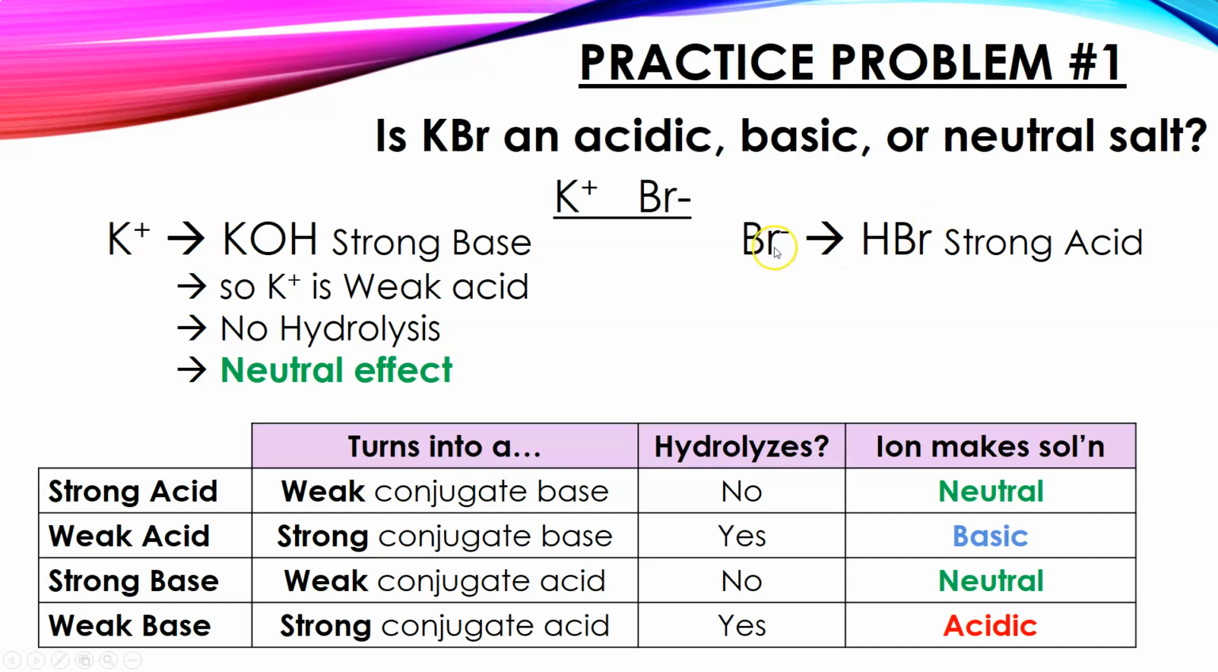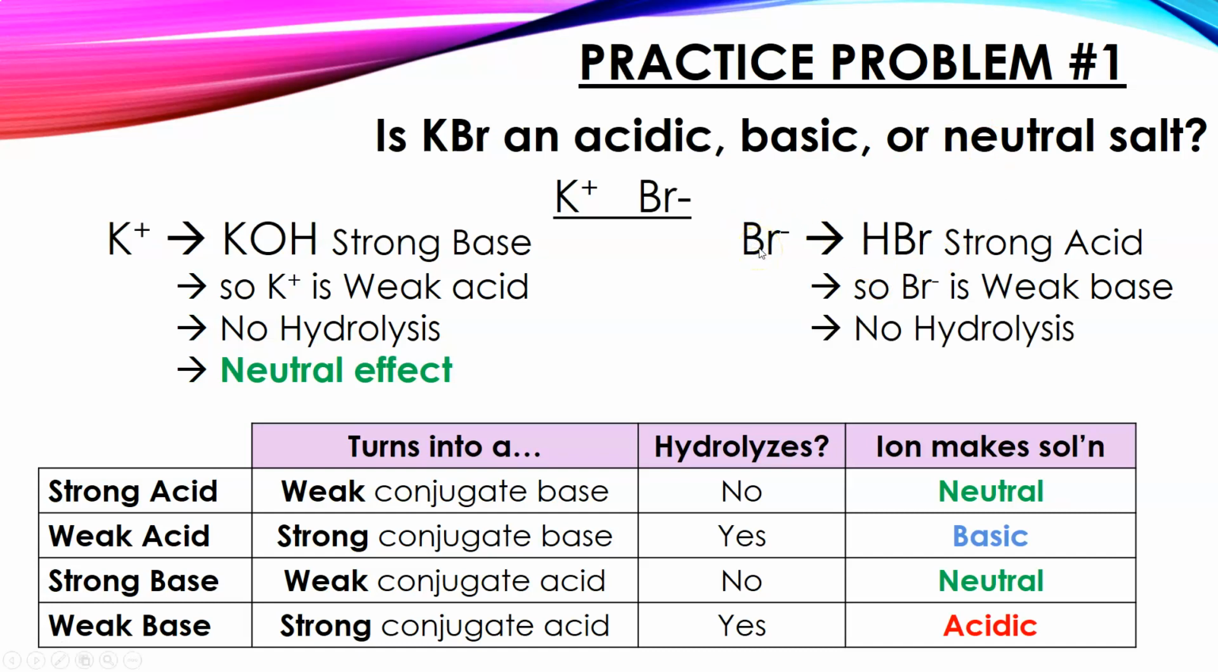If bromide came from a strong acid, that means it wants to stay as a bromide. It wants to stay dissociated. So bromide is a weak base. It does not want to go backwards and steal a hydrogen off of the water. It does not want to react with water. It wants to be left as bromide. So no hydrolysis. So this is a neutral effect.